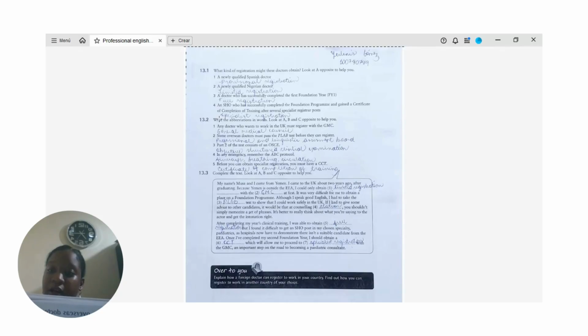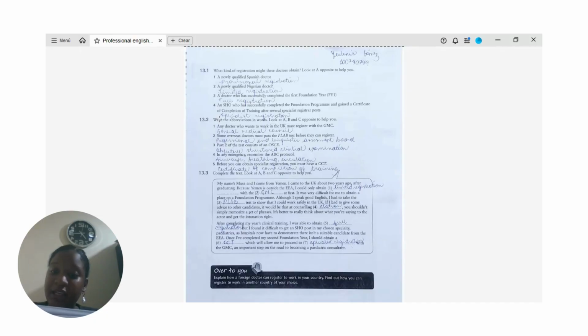13.2. Write the abbreviation in words. Look at A, B, and C opposite to help you. 1. Any doctor who wants to work in the UK must register with the GMC, General Medical Council. 2. Some overseas doctors must pass the PLAB before they can register: Professional and Linguistic Assessments Board. 3. Part 2 of the test consists of an OSCE, Objective Structured Clinical Examination.